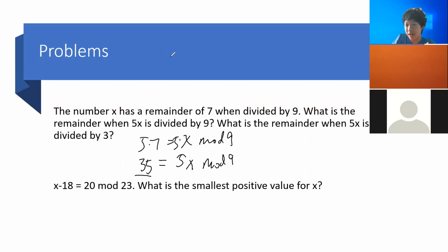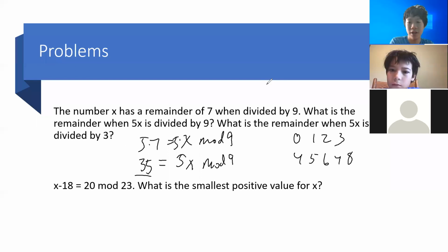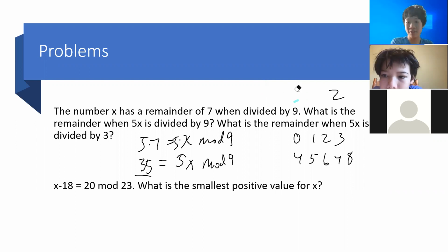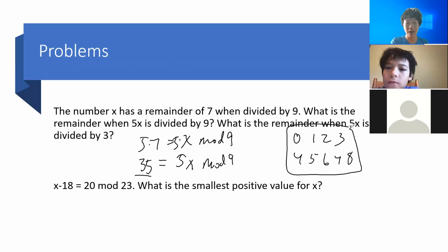Well, when we divide by 9, we can really only get remainders of 0, 1, 2, 3, 4, 5, 6, 7, 8. Right? Let's say you do 65 divided by 9. Your remainder is not going to be some big number, it's going to be 2. So 35 does work, but it's not technically a remainder yet because we've got to get it in this range.